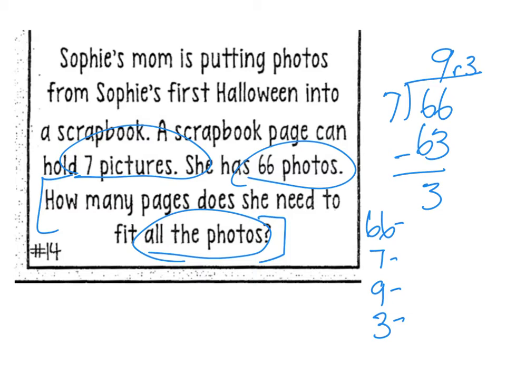66, that's how many photos she had. So I'm going to write photos here. A page can hold 7 pictures. So I'm going to put page, and then I'm going to put a slash here, and I'm going to put 7 pics. Okay, now the 9 and the 3 aren't in the problem, but you have to interpret those things. You have to understand what those things mean. And so for this problem, I think when you go back, maybe you have to read it again to truly understand what she's doing.